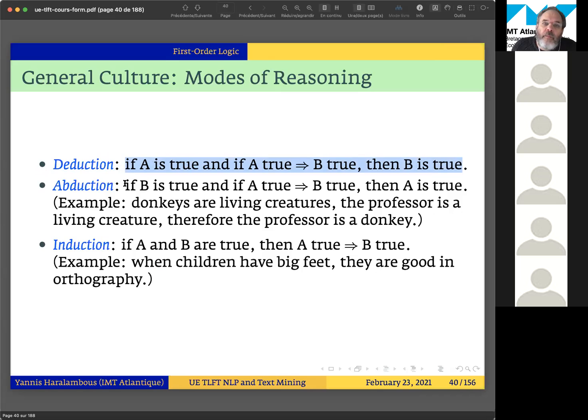Abduction is saying that if B is true and A implies B is true, then A is true. Well, this is not always the case. So here I have an example. If donkeys are living creatures and the professor is a living creature, then the professor is a donkey. Okay, so this is sometimes true, but not always. It's a way of reasoning which is not scientific.